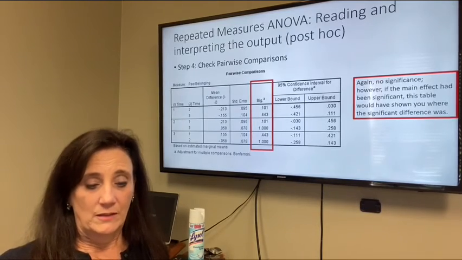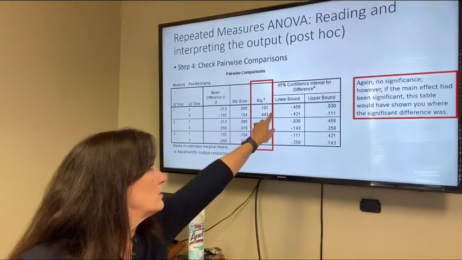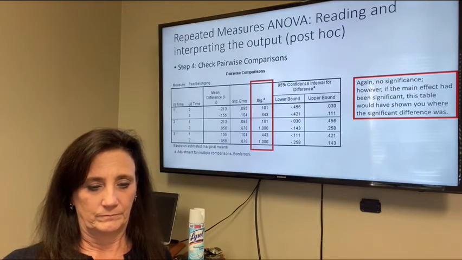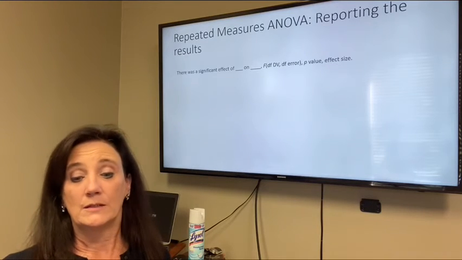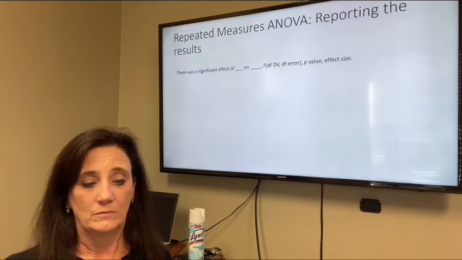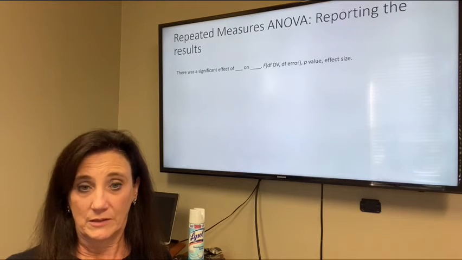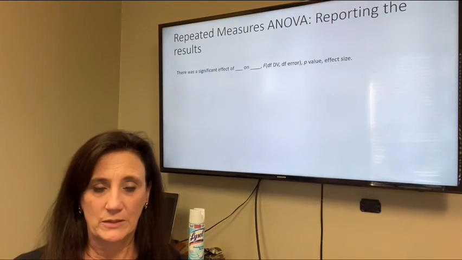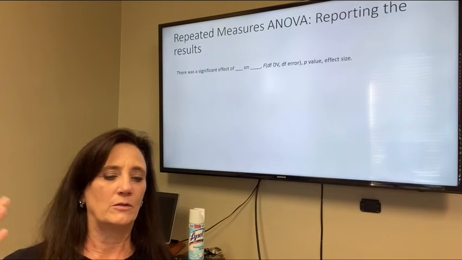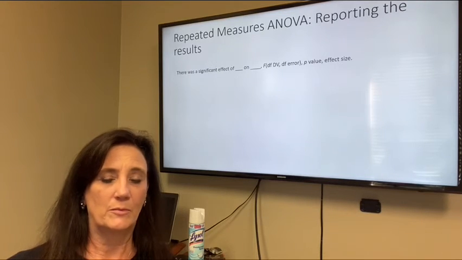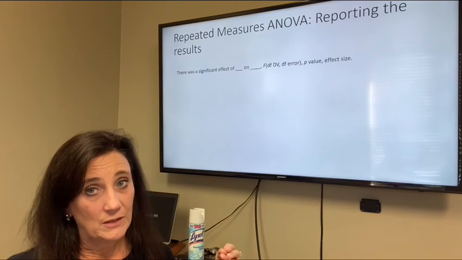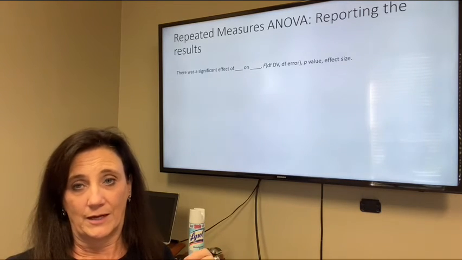Had you had significance, remember that you do need to report your confidence interval right there. And again, some kind of statement about the significance of the effect of time on peer sense of belonging. F value, degrees of freedom for the dependent variable, degrees of freedom for the error, the p-value, and the effect size. Now obviously, if there is no significant difference, there's no effect size, right?